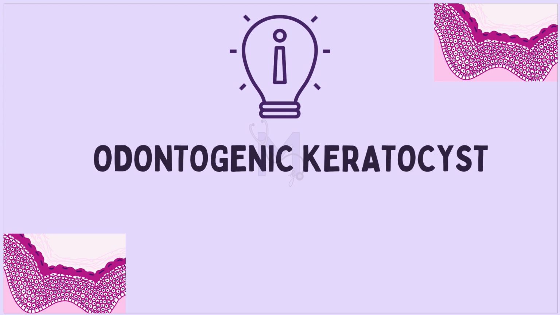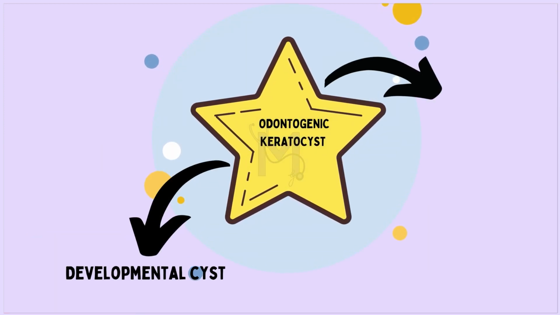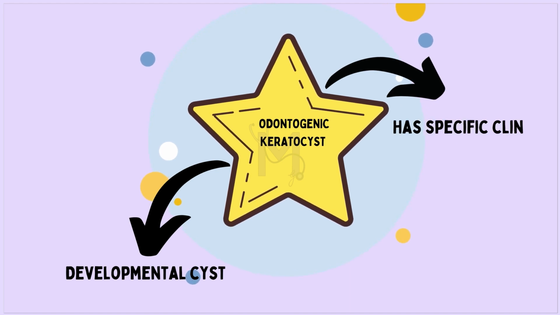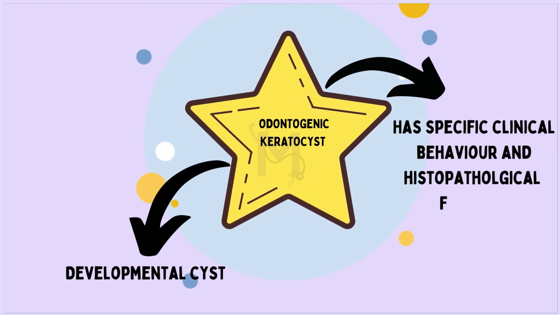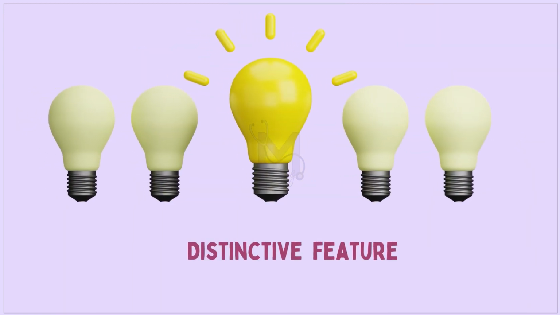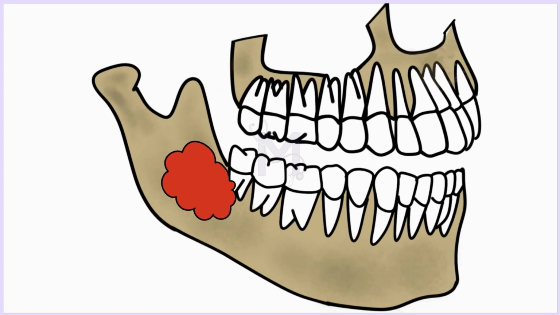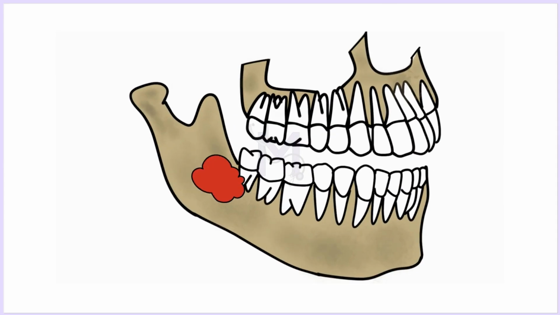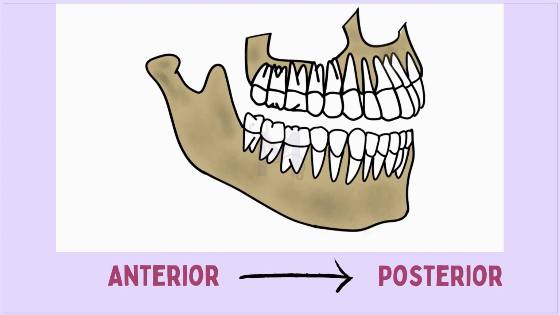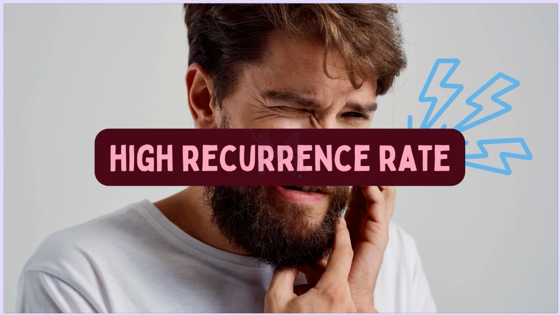Odontogenic keratocyst is a distinctive form of developmental cyst that deserves special attention owing to its specific clinical behavior and histopathologic features. One of the many features that makes it special and distinctive is the fact that it grows to a large size before manifesting clinically. The reason for this may be that it grows in the anterior-posterior direction. Another feature of this cyst is its tendency to recur, and as we discuss further, you will know why.